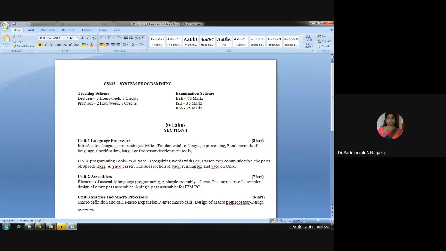So this is how your syllabus, the second unit, it's very simple. The second unit is very small and it hardly requires 7 hours. So I have briefed you about the second unit. We'll study one application about a single pass assembler for IBM PC. For IBM PC will be studied.